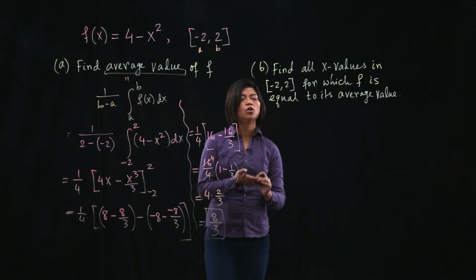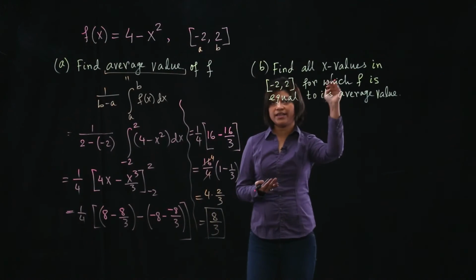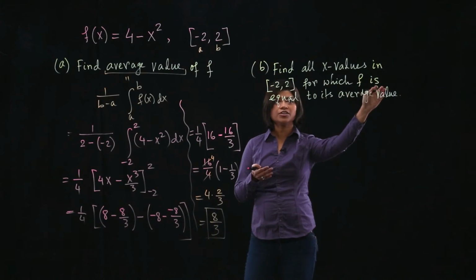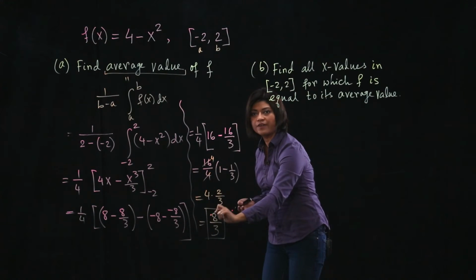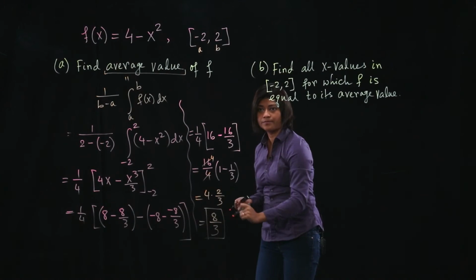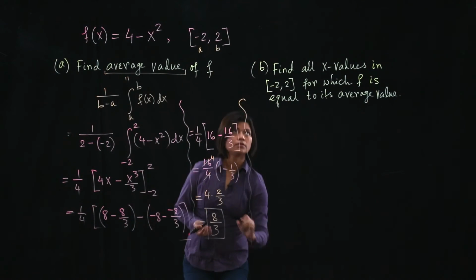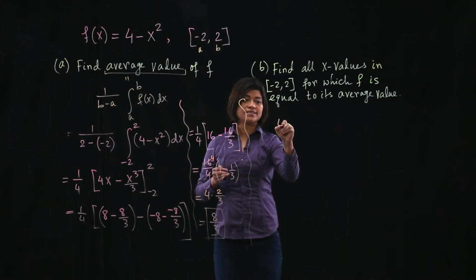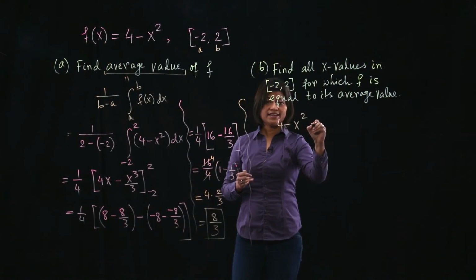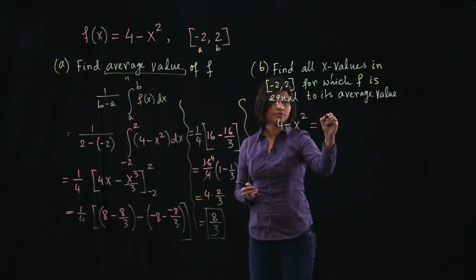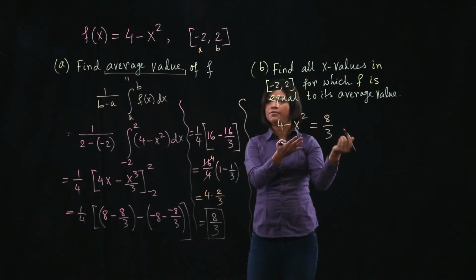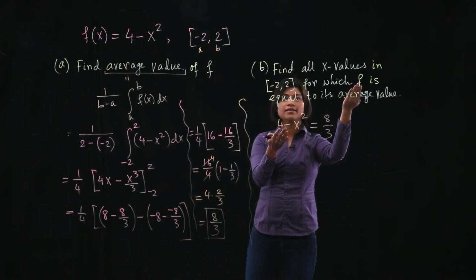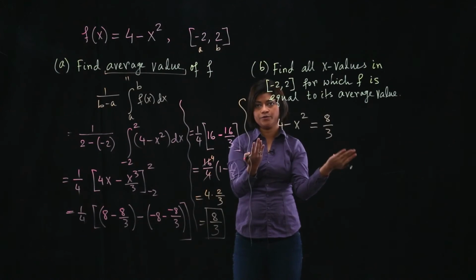The second part, we have to find all those x values inside this given interval where the function will be equal to its average value, which we found right here. Okay, so what does that mean? That means you have the function 4 minus x squared, set it equal to the average value, that's 8 over 3, and solve for x, right? Because that's what it says, find all those x where the function is equal to its average value.